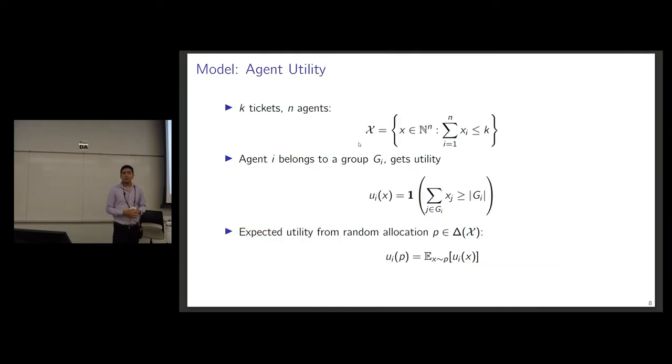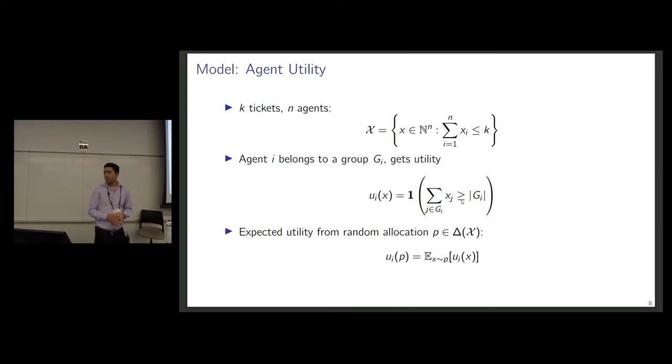Of course, we can formalize this. An instance in our setting corresponds to a number of tickets, a number of agents, and a group structure. A feasible assignment corresponds to a vector that indicates for each agent the number of tickets that she obtained. And of course, it must be such that the total number of tickets awarded cannot exceed the number of tickets available. Given a feasible allocation, we're going to say that the utility of agent i is 1 if and only if the total number of tickets awarded to her group is at least her group size.